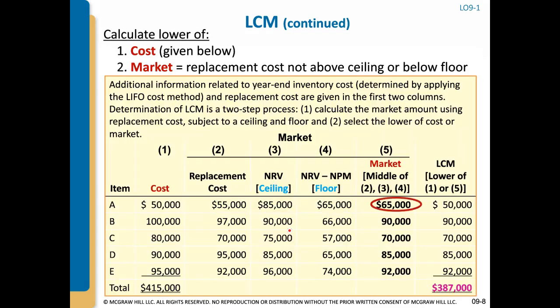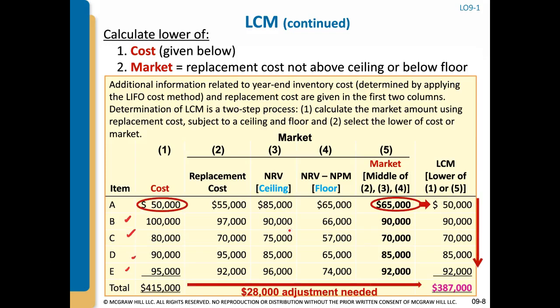So this goes on to do the same thing for items B, C, D, and E. And when you're done with all your inventory, you look at your cost, which is 415,000 for all these 5 pieces of inventory, and you've done this analysis of the replacement cost versus the ceiling versus the floor for each of these items, and you pick the middle of those 3 numbers, and then you look at the cost versus the market and you determine which one's the lower of the 2. You add them all up and you get to 387. Then you compare 415 versus 387. You say, well, 387 is lower.